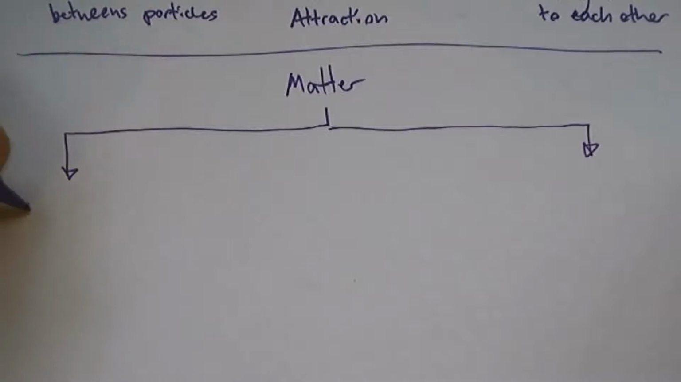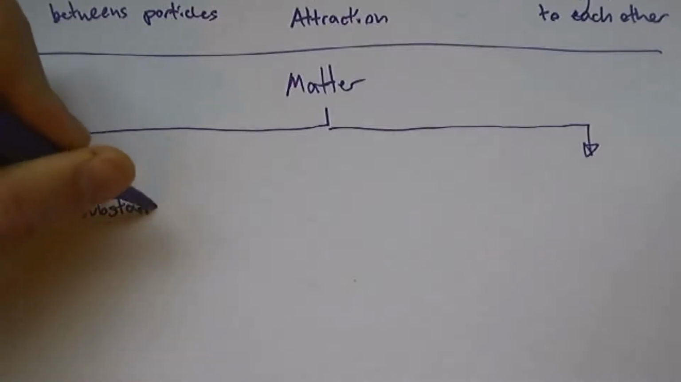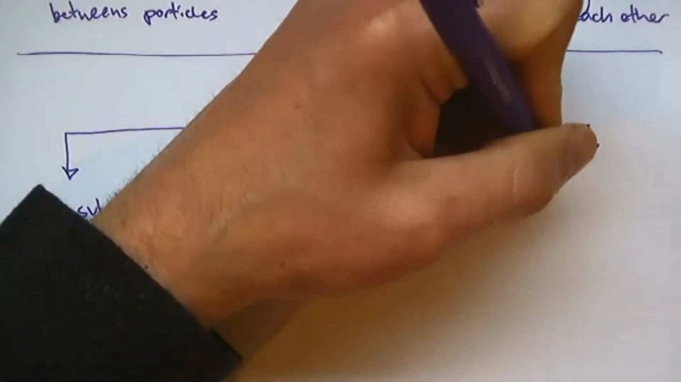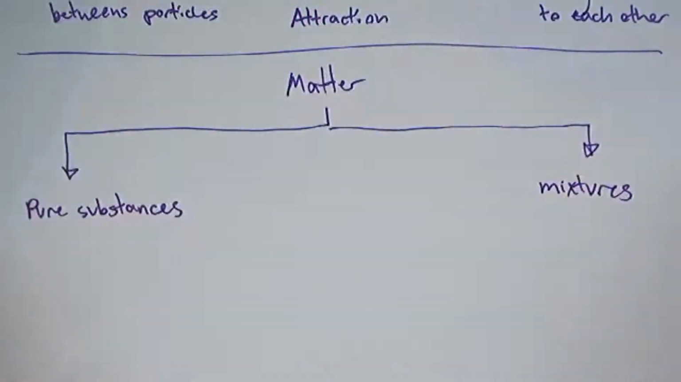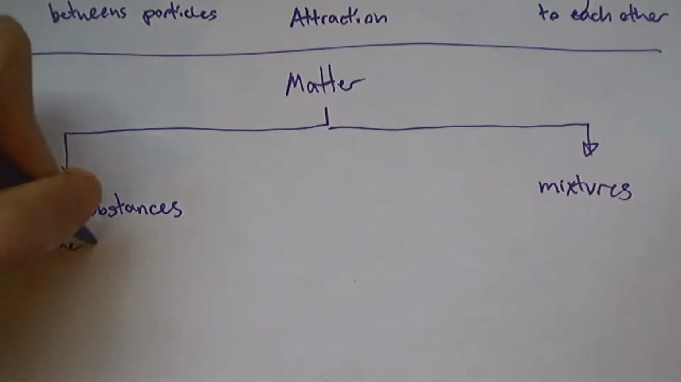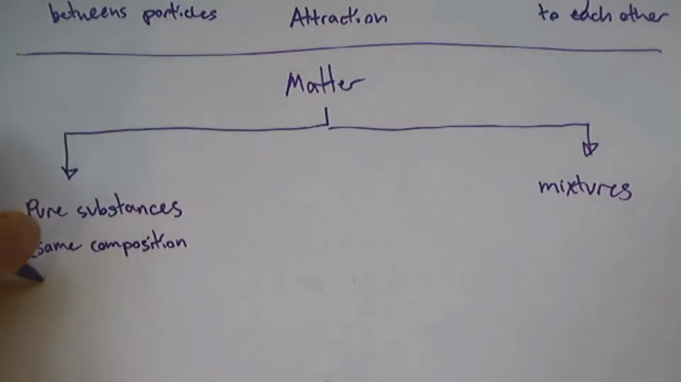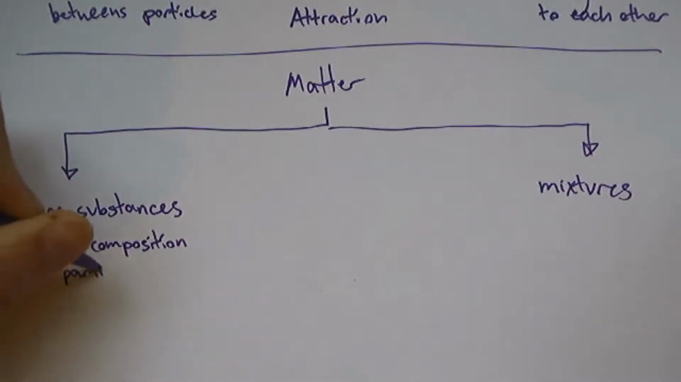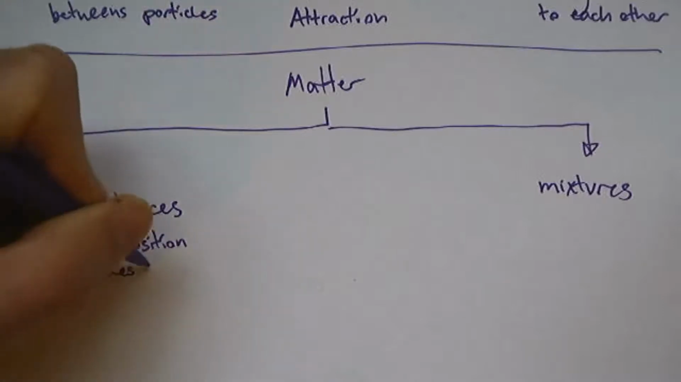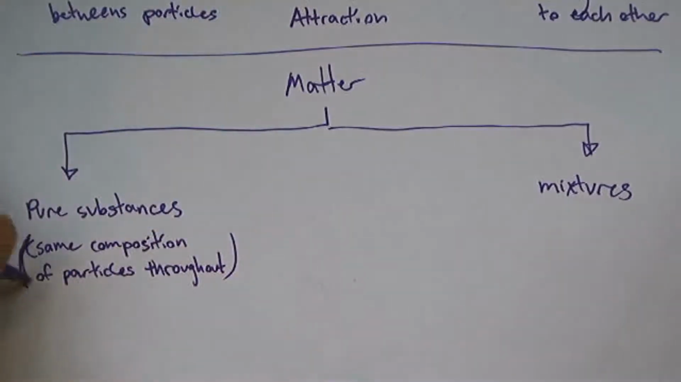Okay, we're going to divide it into pure substances, and we're going to go ahead and put this in mixtures. Okay, so, and we're going to write same composition of particles throughout. So it means all the particles in there are the same stuff, whatever that stuff is.